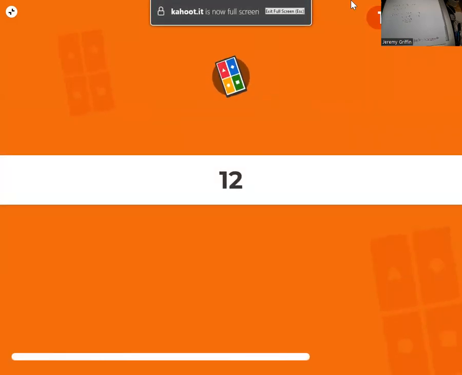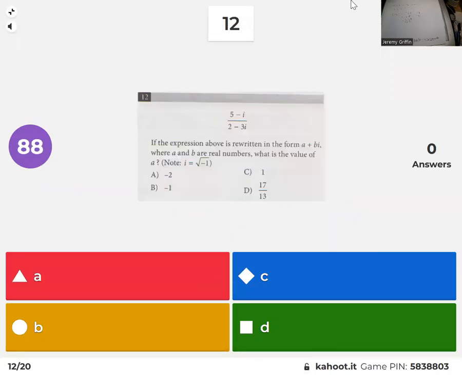Number 12. Imaginary values. If you were to rearrange that in the form a plus bi, then what is the value of a? Remember, i is the square root of negative 1. Hint, do you guys remember something about a conjugate pair?